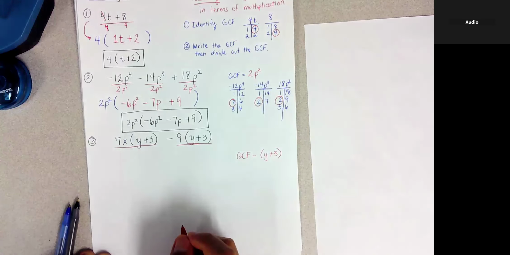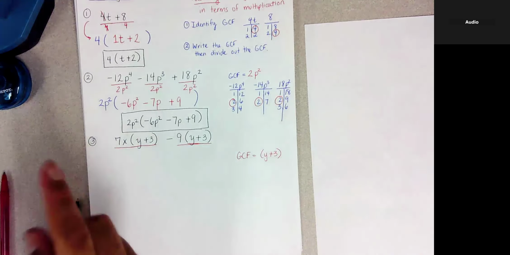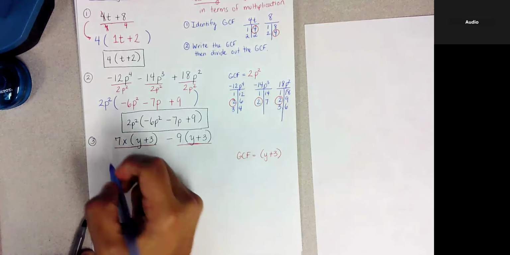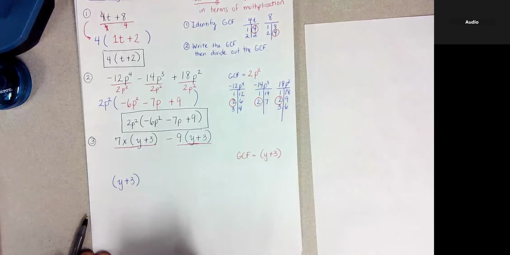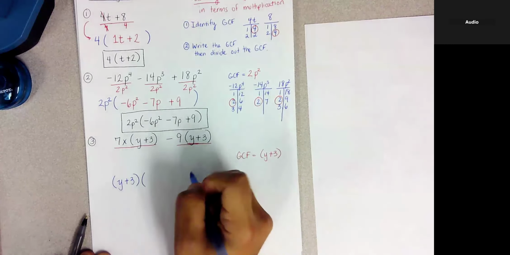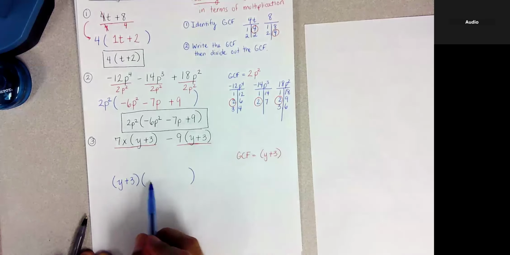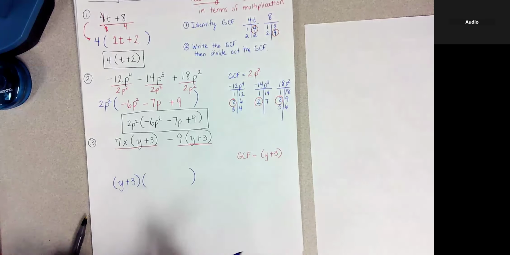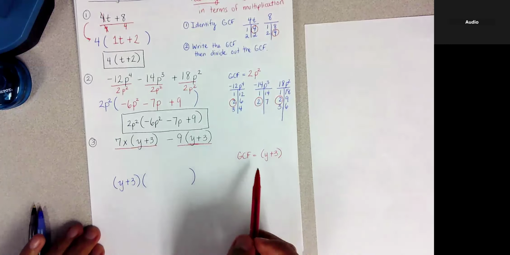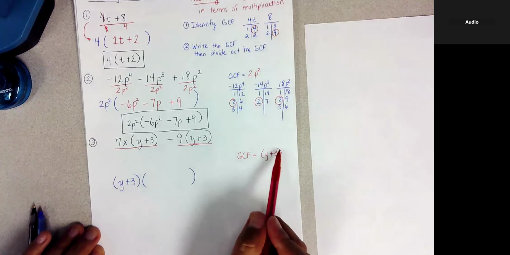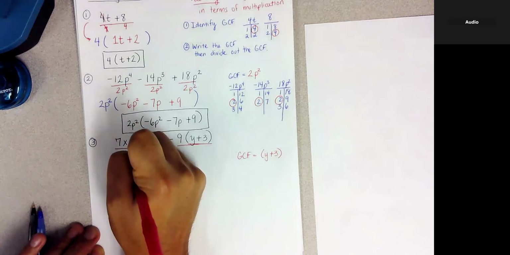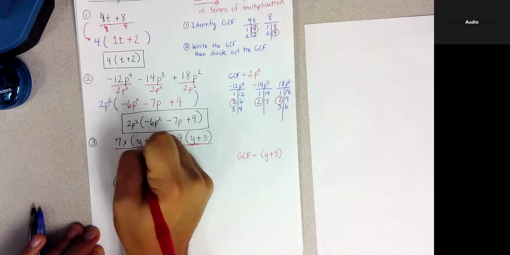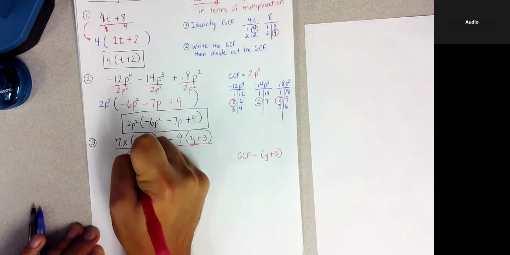Okay? So we're going to follow the same steps that we did for the previous 2 problems. We're going to write that GCF, which is y plus 3 in parentheses. And then since we're trying to rewrite this expression in terms of multiplication, we'll open up another set of parentheses. Now we need to figure out what goes into the blank. Okay. So just as we did with the previous problems, we will take the GCF and divide it out of the original two terms. So we'll take 7x times y plus 3 and then divide out the y plus 3.